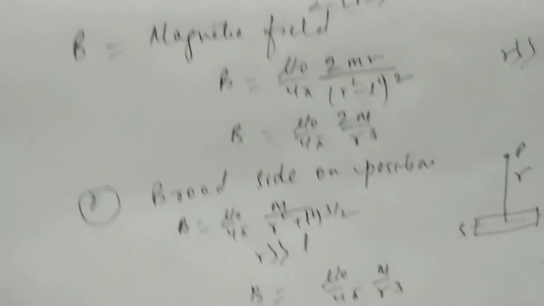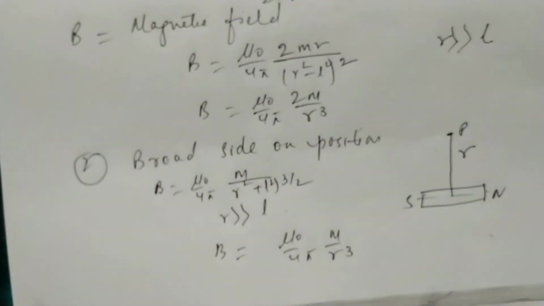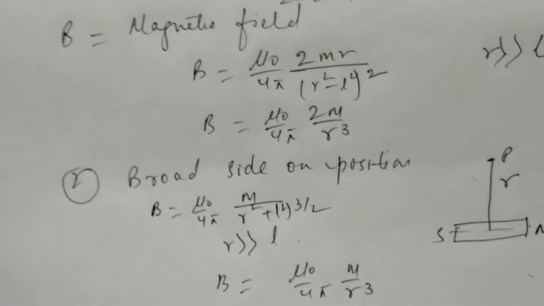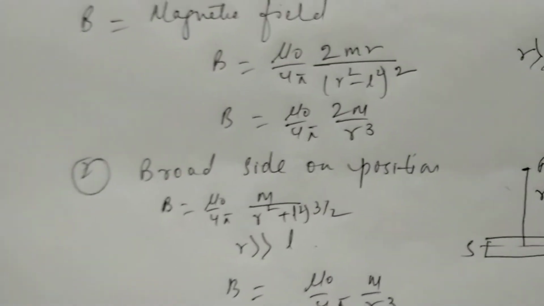So this is almost the same as what we had done in electrostatics. This is the formula that you are getting, and the value of mu 0 by 4 pi is 10 to the power minus 7.